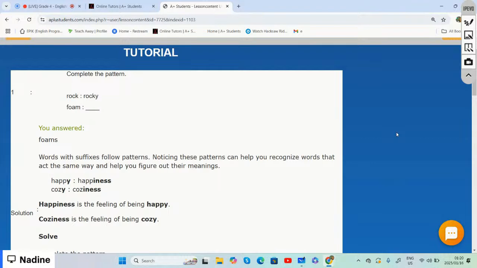all right. So now we're going to complete the pattern. We specifically look at the suffix, the word that is added at the end of the base word. And then we just basically follow the patterns as is.